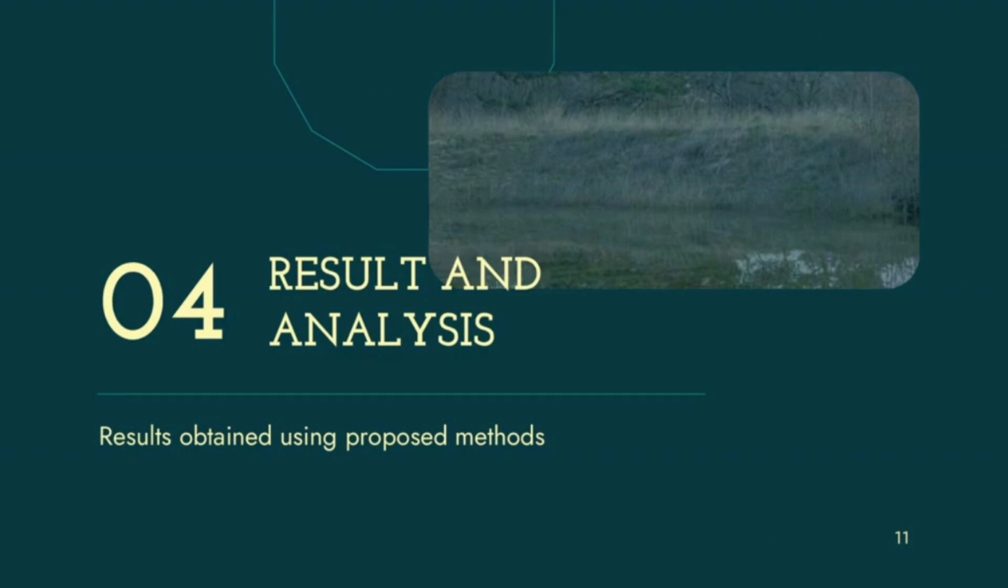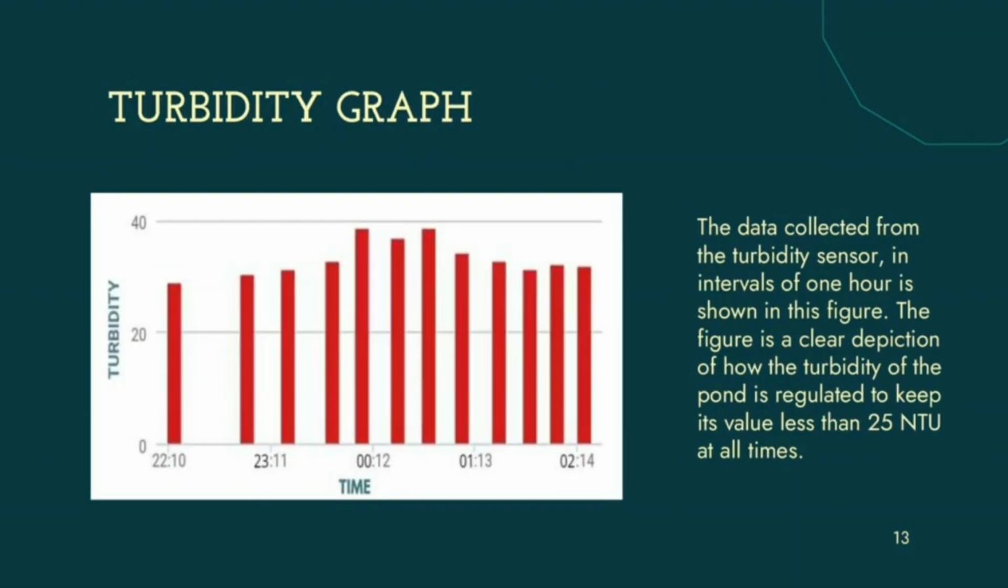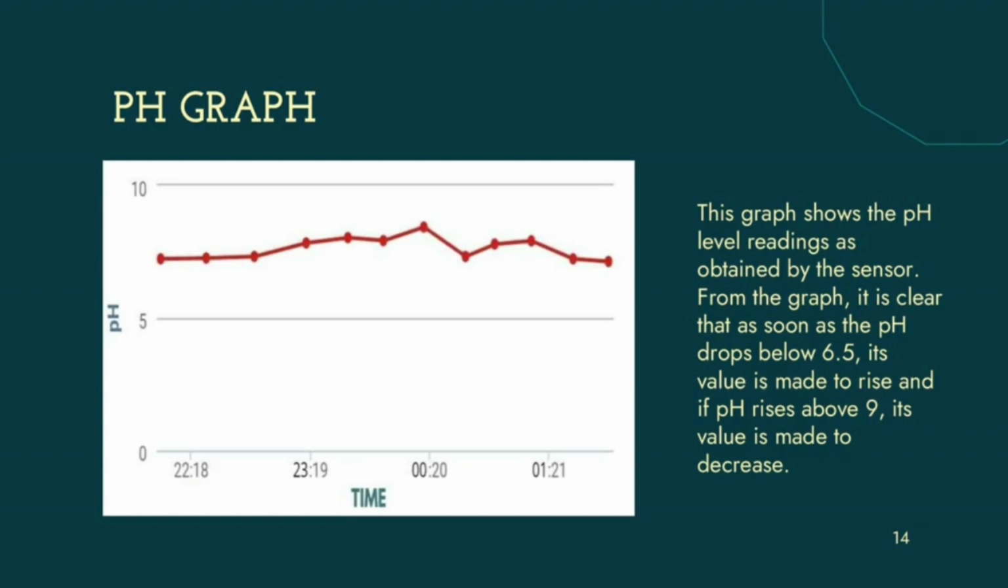After carefully analyzing these methods, the results are as follows. This graph shows the dissolved oxygen level as measured once every hour using the aforementioned sensor. To reach the optimal dissolved oxygen levels, the pump is adjusted accordingly. This graph displays the turbidity sensor data that was gathered in intervals of an hour. The diagram clearly shows how the turbidity of the pond is controlled to maintain a value of less than 25 NTU at all times. The pH level values collected by the sensor are displayed on this graph.